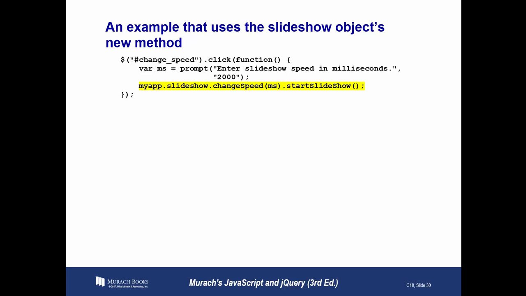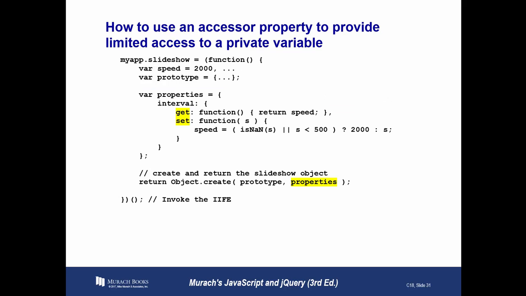But a drawback of distributing the code for a module across several files is that you have to make private state public if you want to be able to work with it. One way around this is to use accessor properties. An accessor property is not the actual location of a property's value. Rather, it contains a getter and a setter, like you see right here.